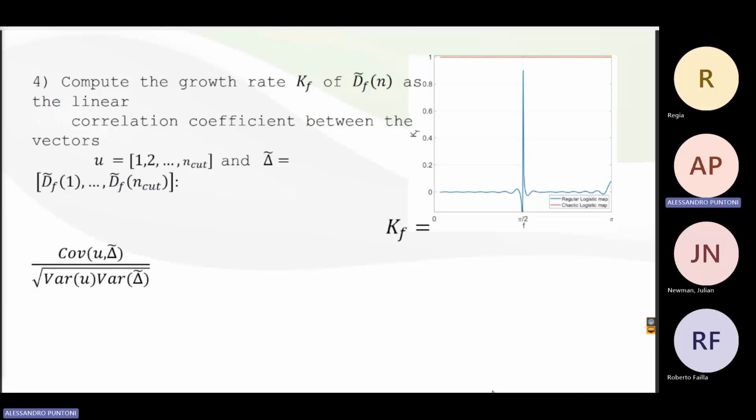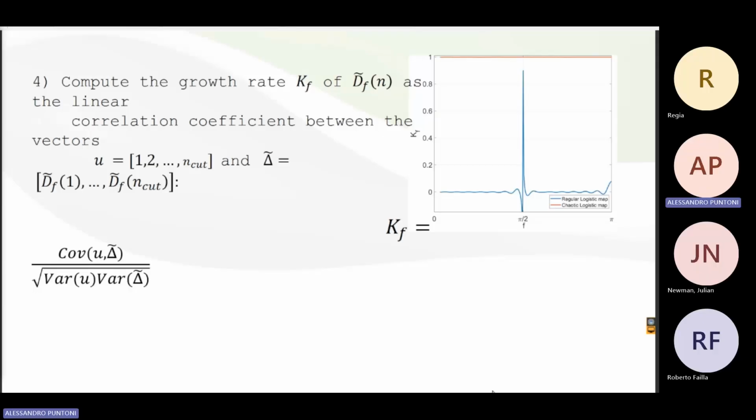This correlation coefficient, that we call K_f, is here. You can see an exemplary profile for different values of f in the interval 0, pi, for a regular map in blue, and in the chaotic case in orange. Observe that when I say regular or chaotic map, I mean a time series generated from a regular or from a chaotic map. So I use this terminology even later.